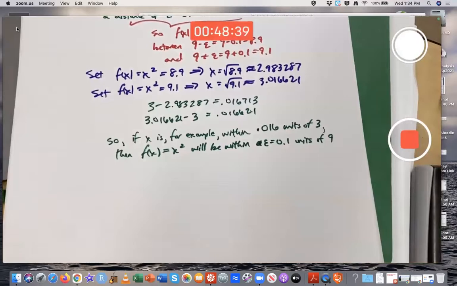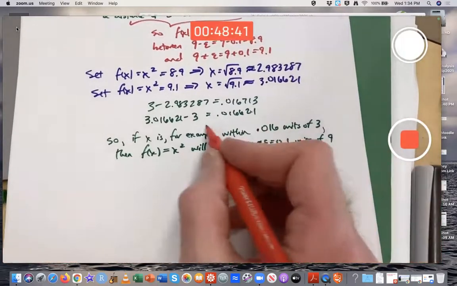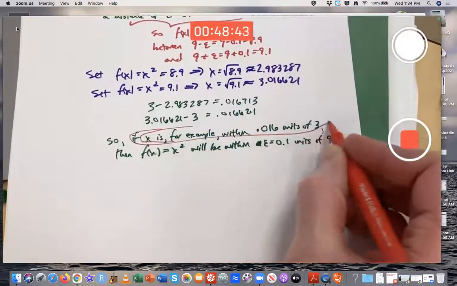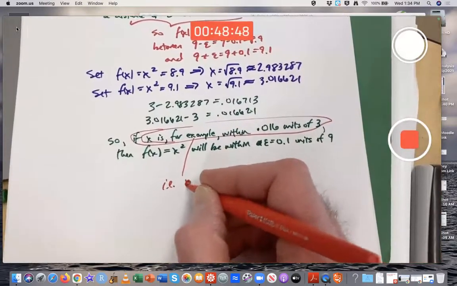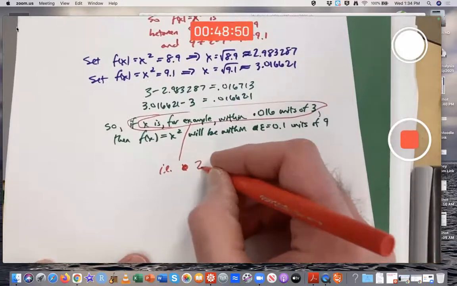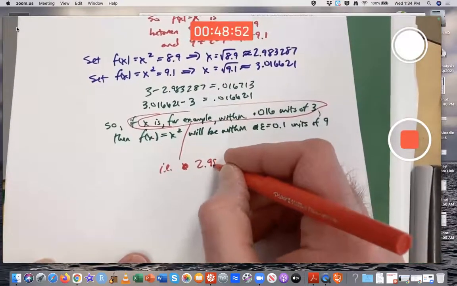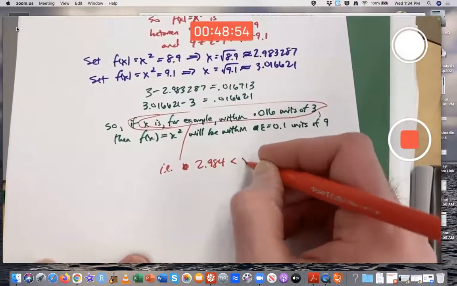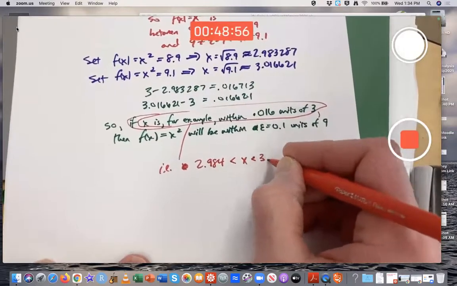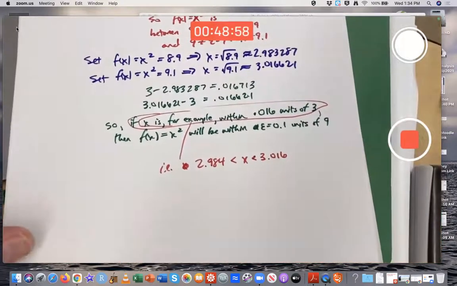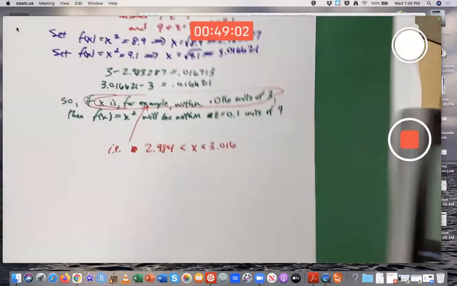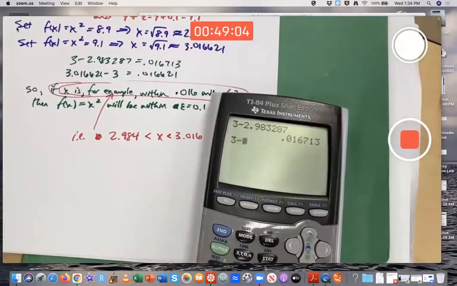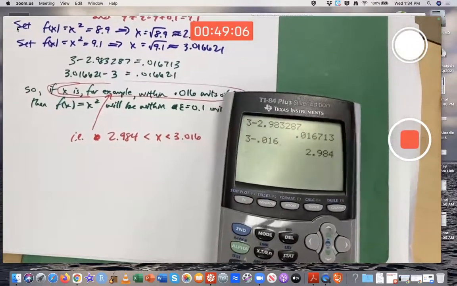To be within 0.016 units of 3 means x is between 2.984 and 3.016, because 3 minus 0.016 is 2.984.